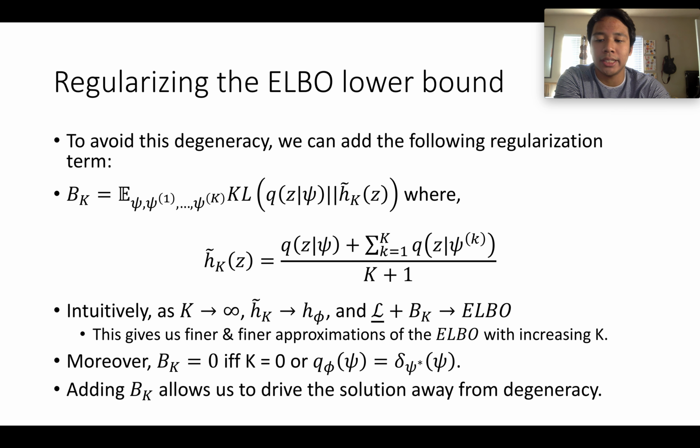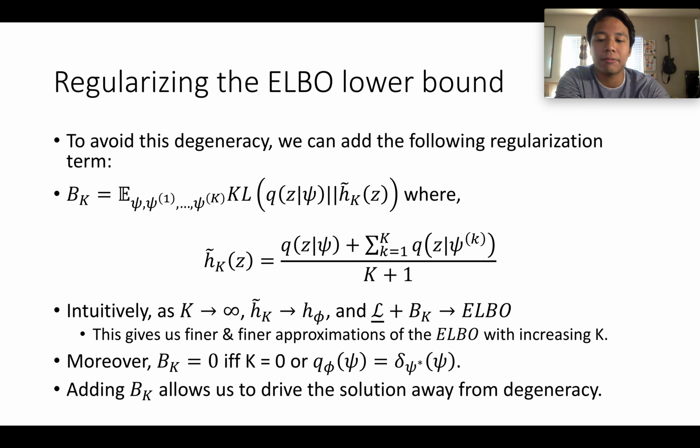To prevent this degeneracy, the lower bound is regularized by adding the term B_K. Intuitively, as K approaches infinity, the term h_K tilde becomes closer and closer to our true variational family h phi. With larger and larger K, we get a tighter lower bound to the ELBO, giving us finer and finer approximations of it. Moreover, this term is 0 if and only if K equals 0 or q phi psi degenerates to a point mass density. Thus, maximizing this term would drive q phi psi away from degeneracy.